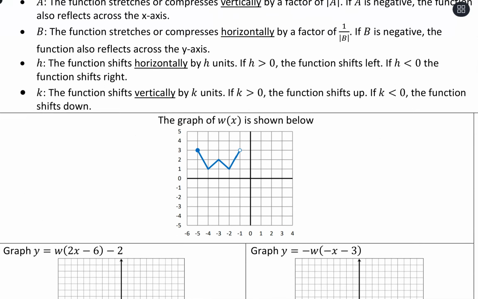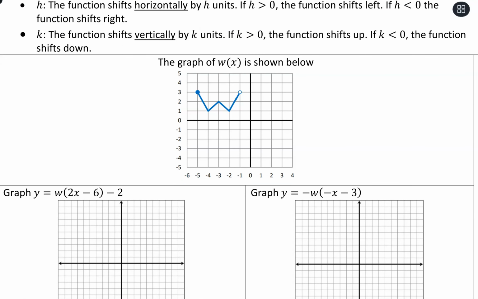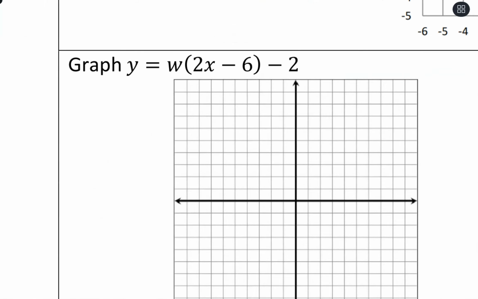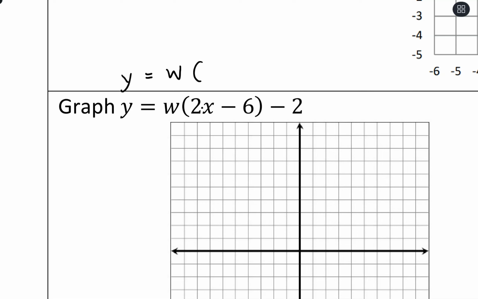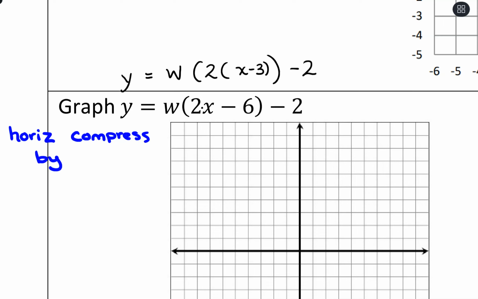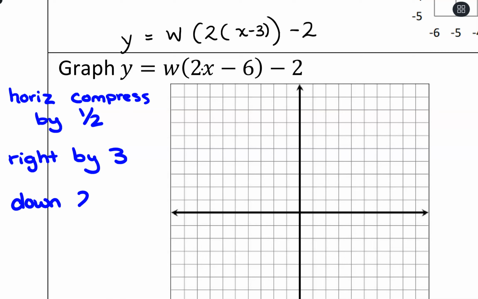Okay, so if we're given this graph, what we're going to do is, given the function notation, figure out what the transformations are, and then from there, we're going to graph it. So if the value that's multiplying with x is not factored out yet, we need to rewrite it so that it is. So we're going to have y equals w of, factor out that 2, which would leave us with an x minus 3. And then we have a minus 2 on the outside. So the 2 multiplying, what I'm going to see there is a horizontal compression by 1 half. And then with the x minus 3, what I'm thinking is moving to the right by 3. And then with the minus 2 on the outside, we're going to be going down 2.